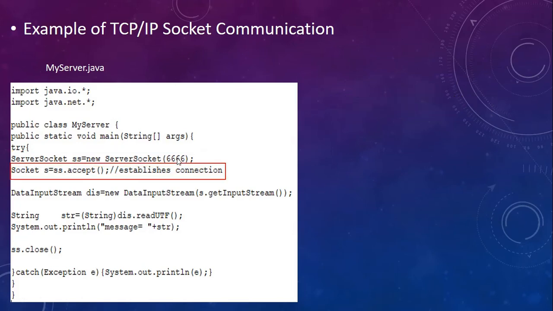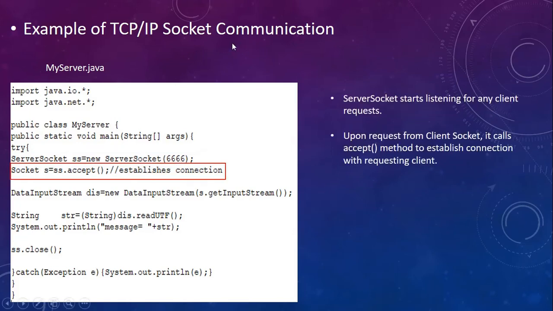Next, after this point, your server socket will continuously keep on listening. Now the server socket starts listening for any client request. Let's say there is a client request coming from a client socket. Upon the request from the client socket, it calls the accept method to establish the connection with the requesting client. Now let's see, once the client socket sends a connection request, what happens.